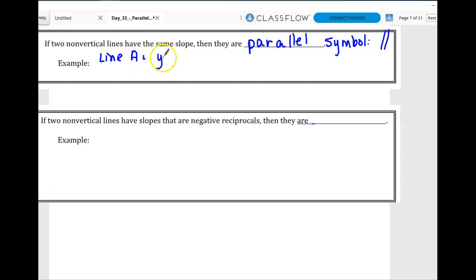is y equals 3x plus 4, and then we had line B, which is going to be y equals 3x minus 2. We could say that line A is parallel to line B, because they have the same slope.